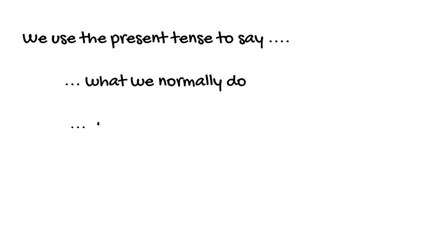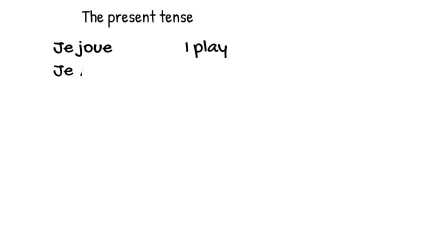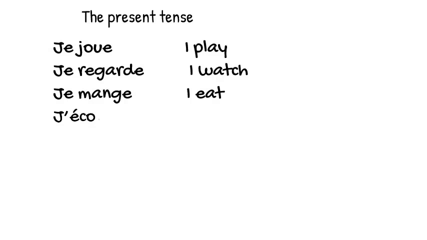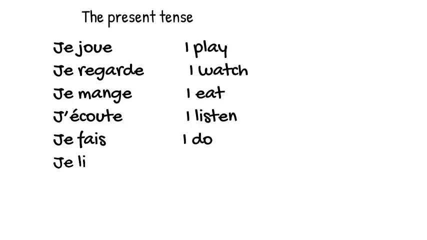We're going to be looking at a few examples of present tense verbs, some of the most commonly used ones, and they tend to be the ones that we learn first when we first start learning languages. Okay, so we've got je joue, je regarde, je mange, j'écoute, je fais, je lis, and je bois.